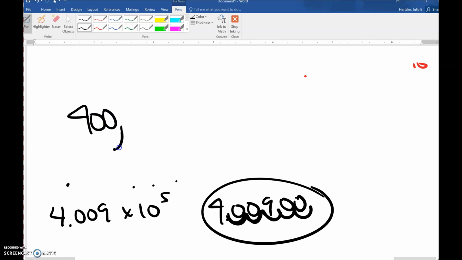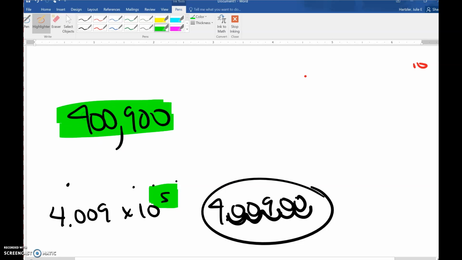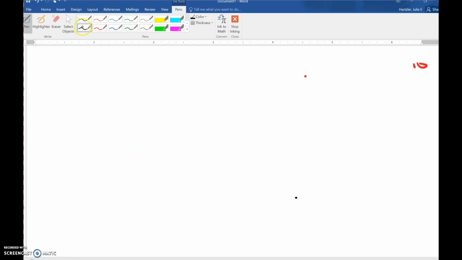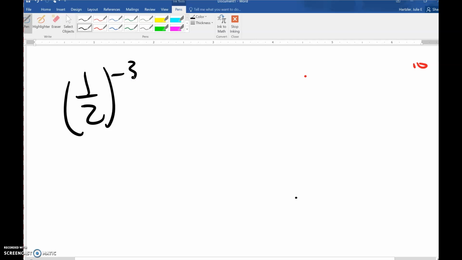So 400,000 and 900. And again, it's a positive exponent, so that indicates you should have a bigger number, something bigger than 1. All right, so just a quick review. Remember, negative exponents just mean to flip. So if you have something like 1/2 to the negative third, cube it like normal. So 1/2 times 1/2 times 1/2 is 1/8.